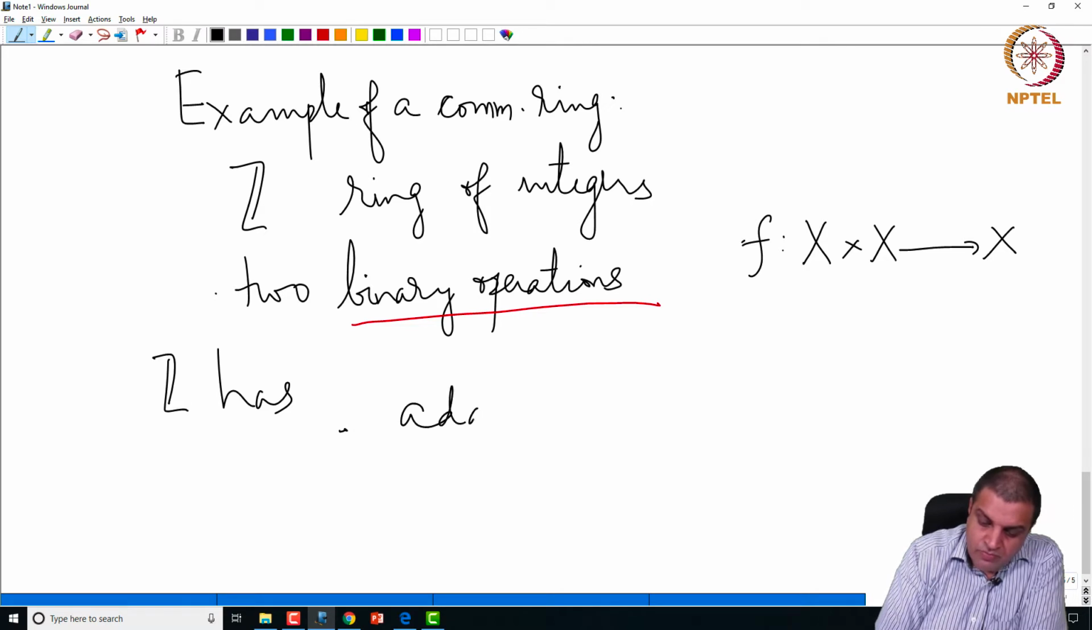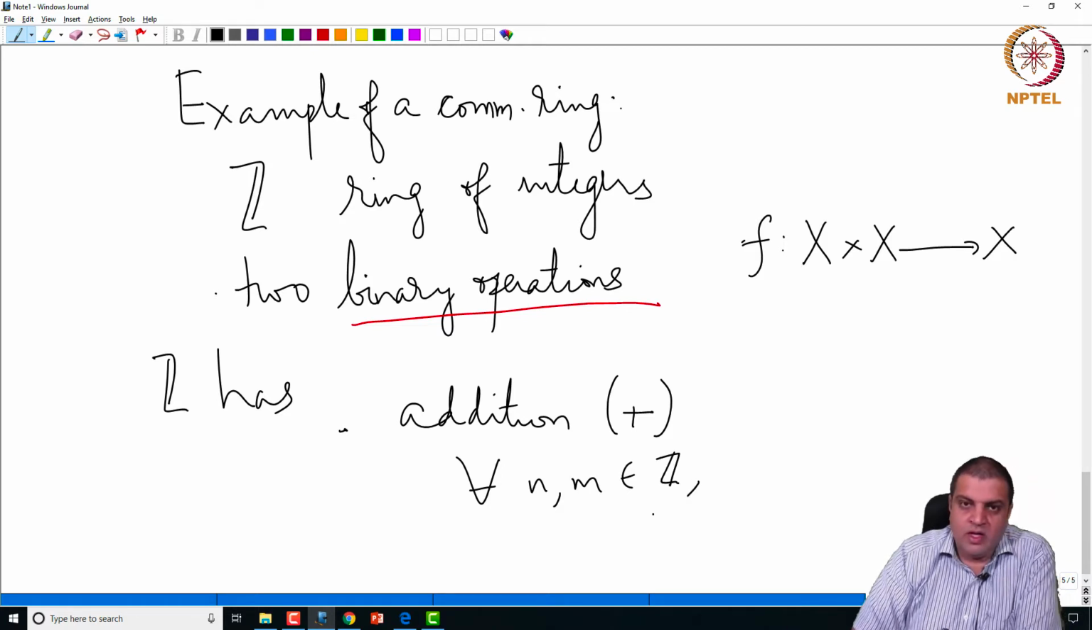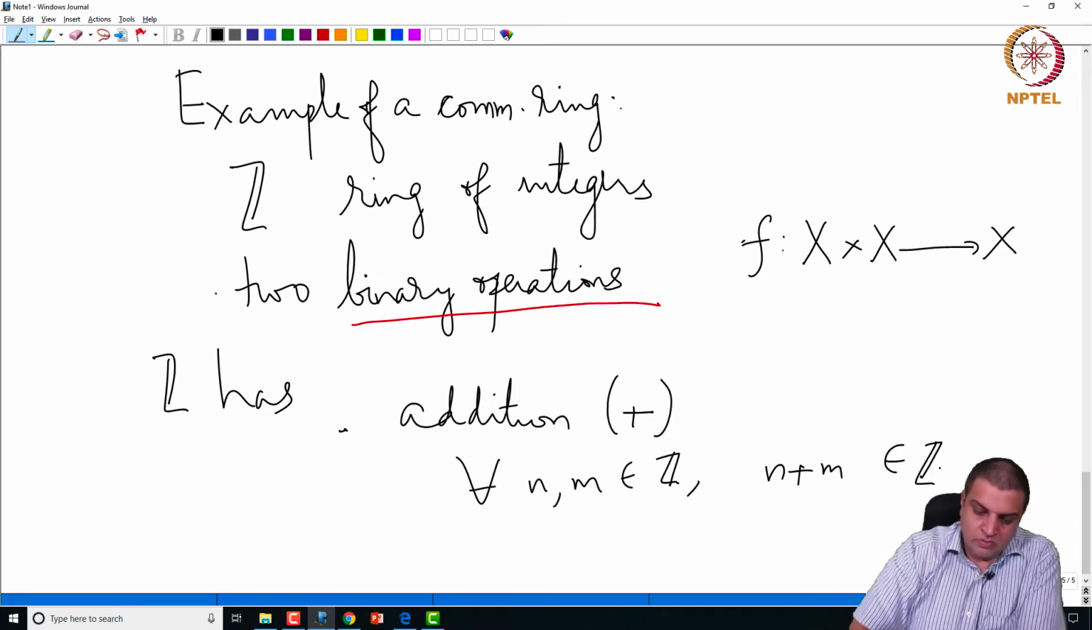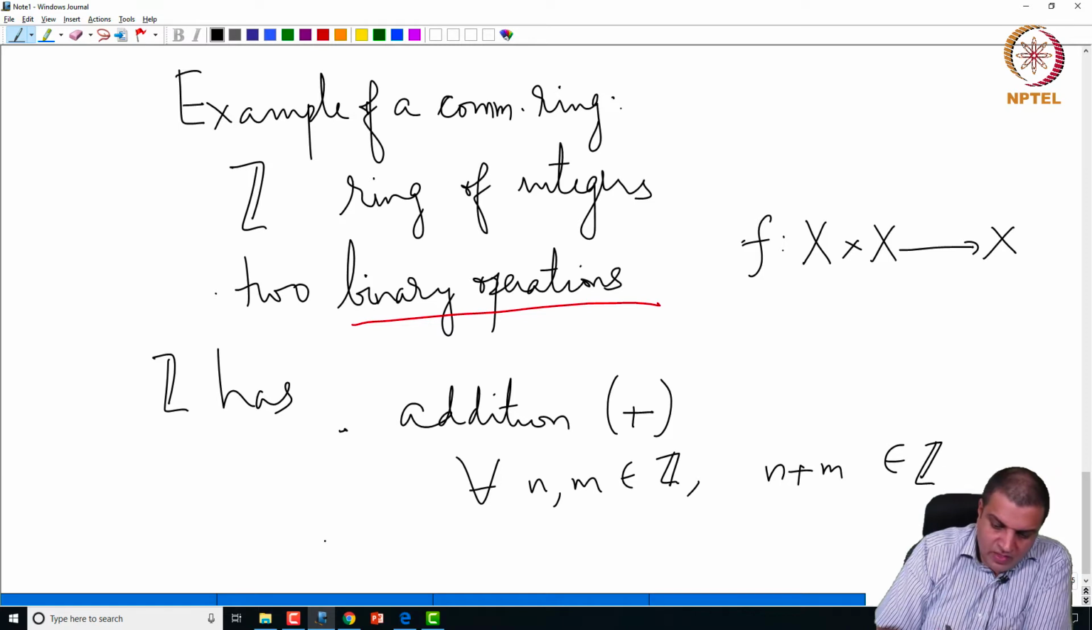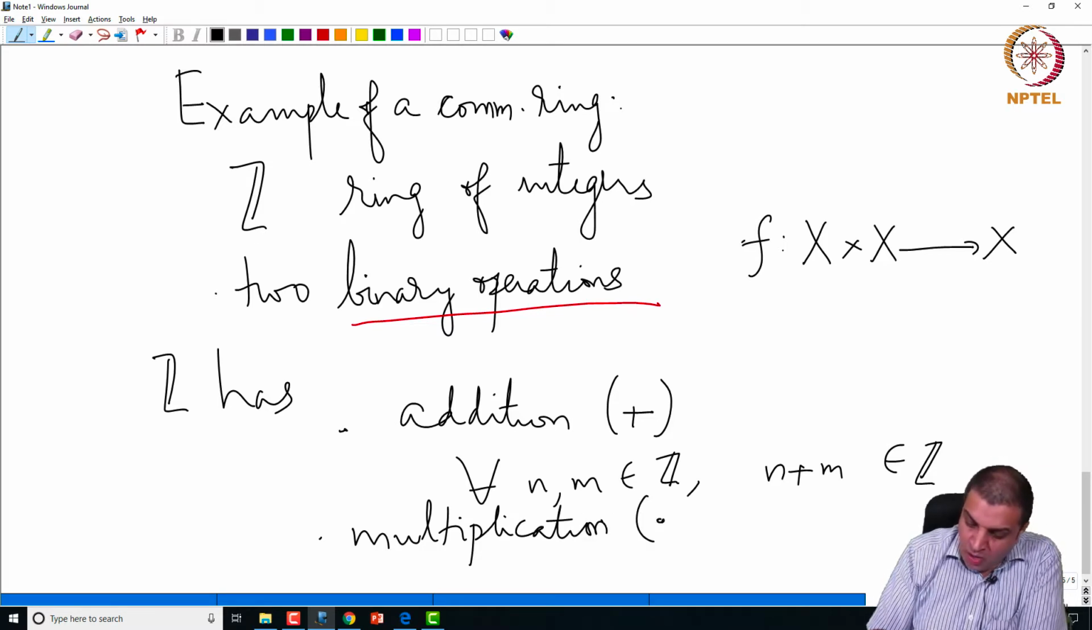Addition, which we denote by a plus. And what does that mean? For all integers n and m, we can take the sum, and that's also an integer. And it also has multiplication, which we denote by a dot or just omit it.